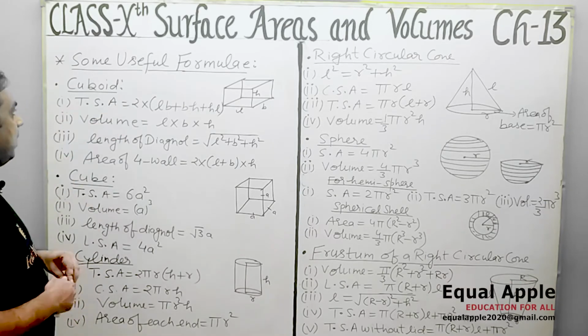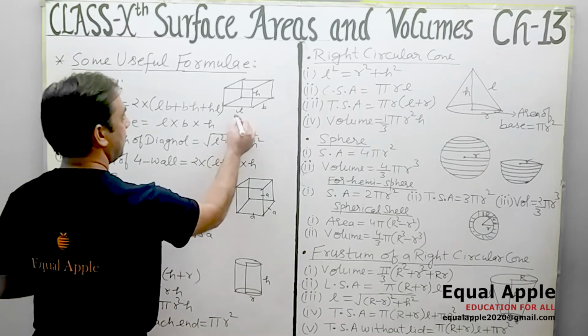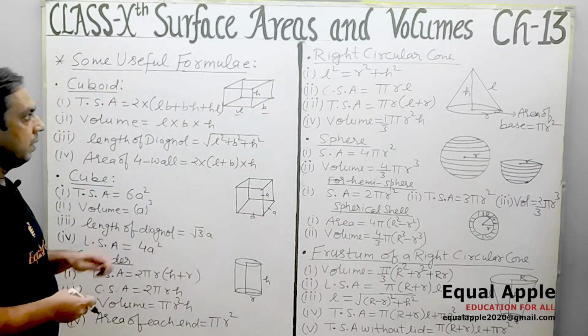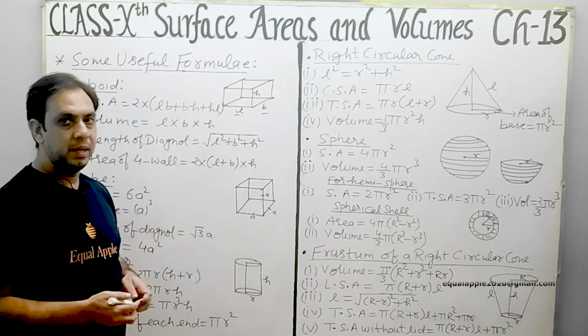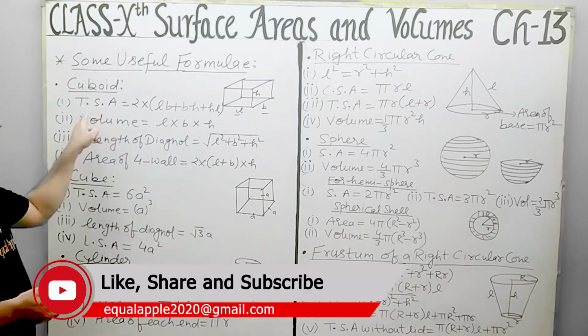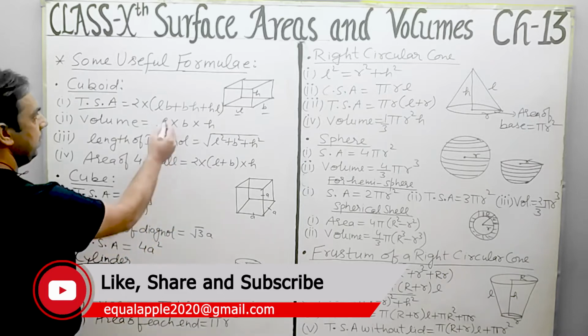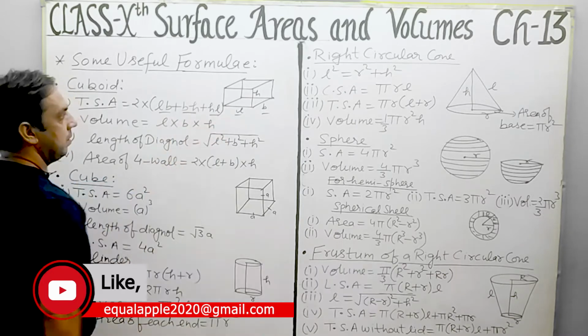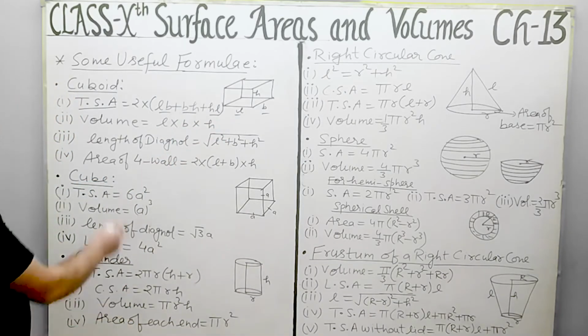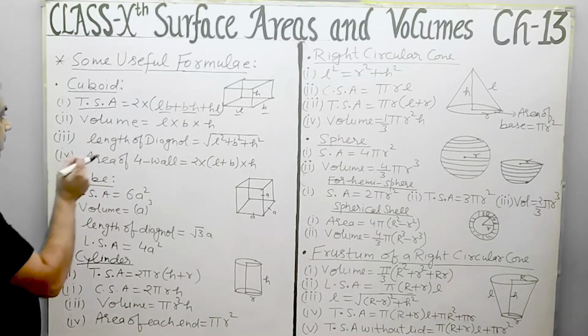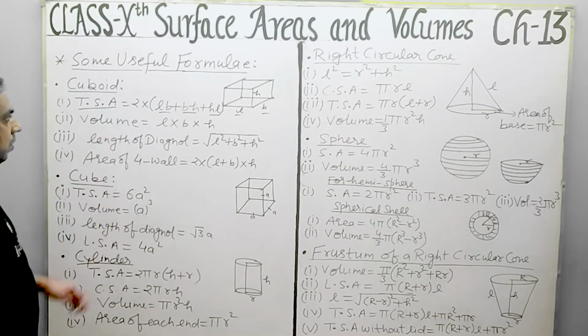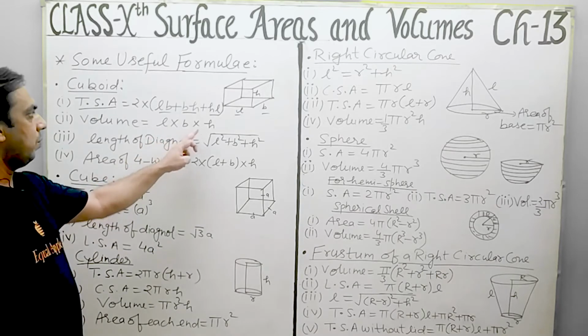First is the cuboid. As you are aware, a cuboid has dimensions length, breadth and height. The formula of its total surface area is 2 into (LB plus BH plus HL). So, this is the formula to find the total surface area of a cuboid. And how will we find the volume? The formula of volume is length into breadth into height.